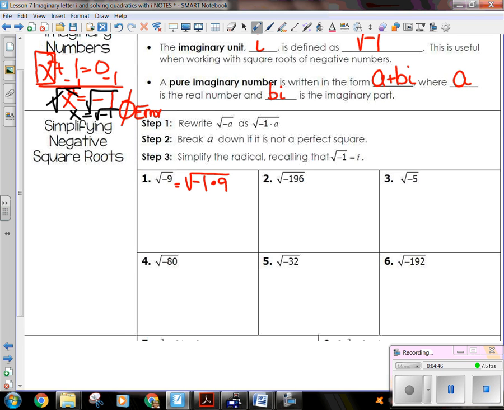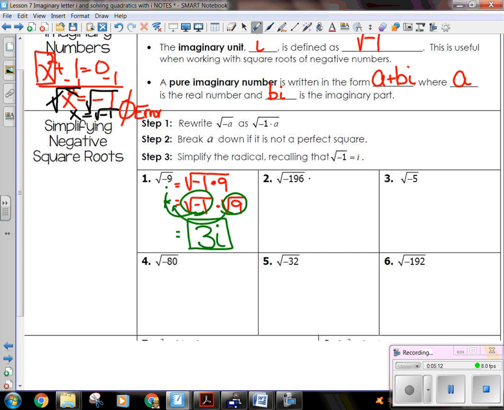Okay, I can think of that as the square root of -1 times the square root of 9, and both of those actually work out. The square root of 9 would come out as a 3. The square root of -1, by definition from what's above, means it's going to come out as the imaginary letter i. So the square root of -9 is 3i.